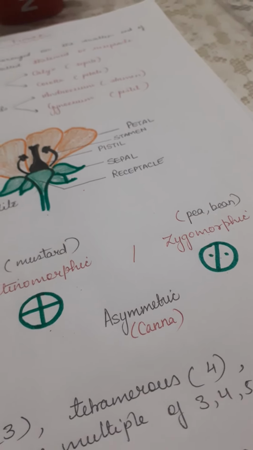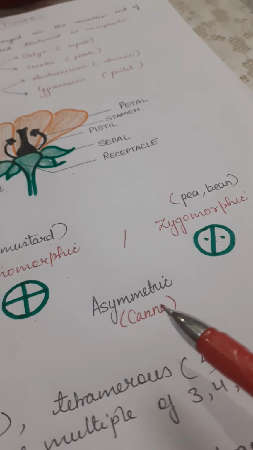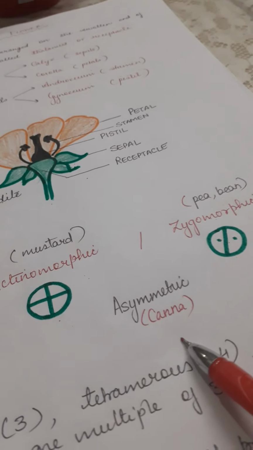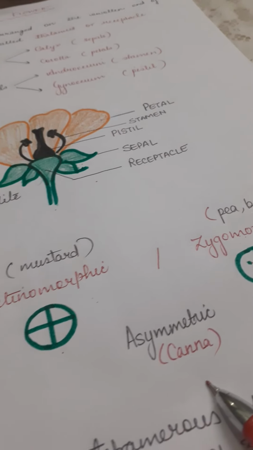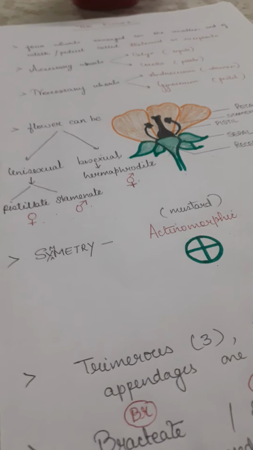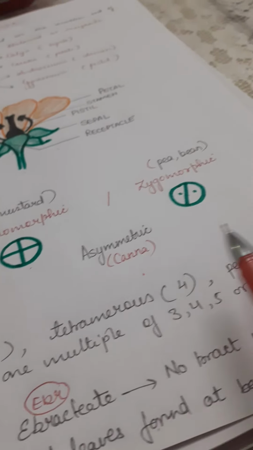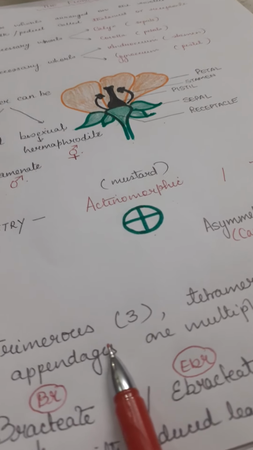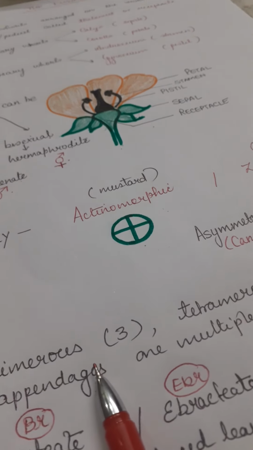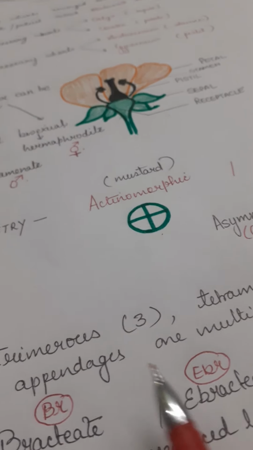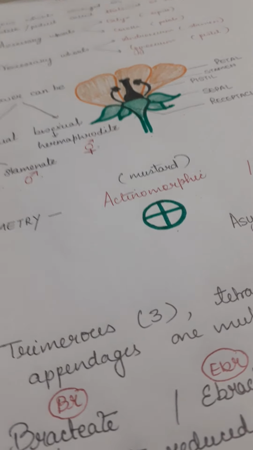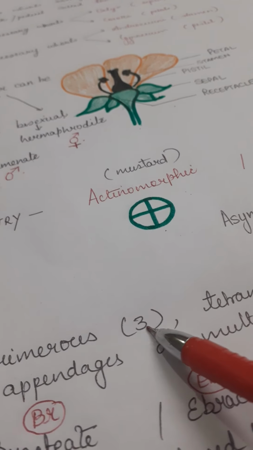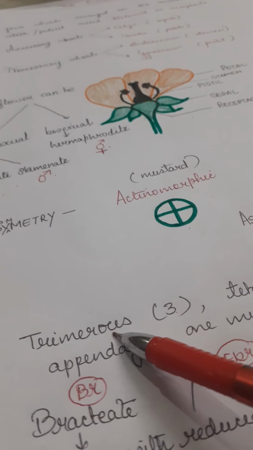Another term is used for asymmetric flowers, for example canna, where you cannot obtain two equal parts no matter what radius you take for cutting. So they are asymmetric, no symmetry at all. Then flowers are often known as trimerous, tetramerous, pentamerous because of the number of appendages in the whorls. Appendages means the parts: how many sepals, how many petals, there is a number, like 5 petals, 6 petals, and so on for sepals, for stamens, for pistil. If the number is 3 or a multiple of 3, it will be a trimerous flower.